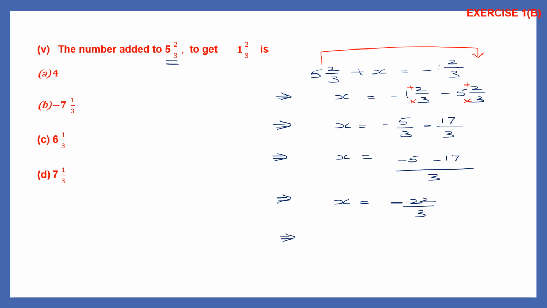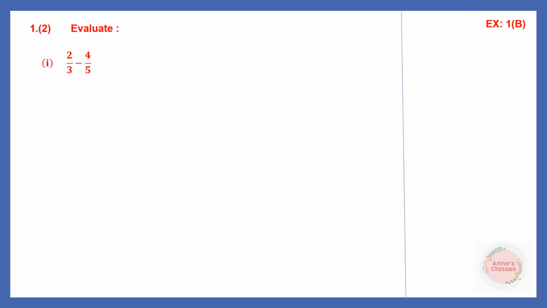Now x is equal to minus, convert 22 by 3 into a mixed number. 3 sevens are 21, and you have 1 left here. So what is our mixed number? 7, 1 by 3. So now we have found the value of x. x is equal to minus 7, 1 by 3. And that is which option? Option B, minus 7, 1 by 3. So we have found the answer to this question.